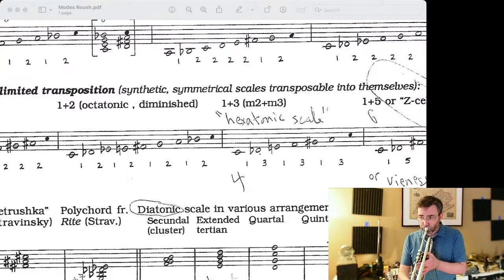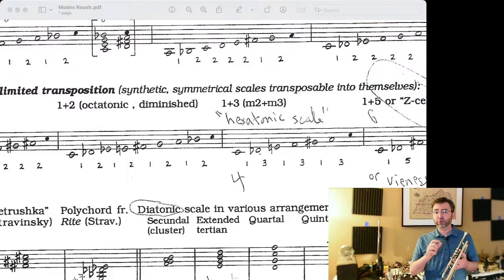So it's a half step and a minor third, just repeating back and forth. And so if you want to figure out how many of these scales there are, it's however many half steps there are before the intervals loop back on themselves.